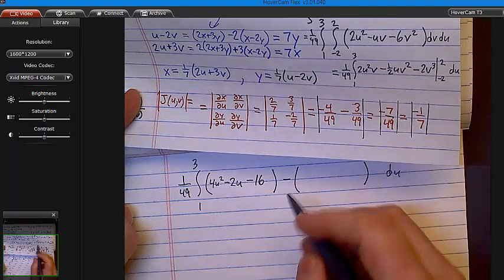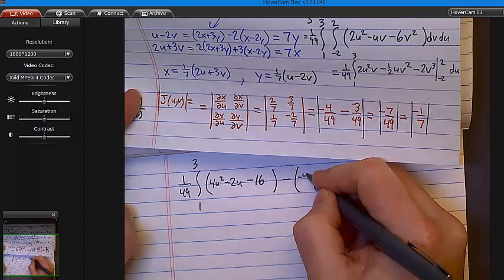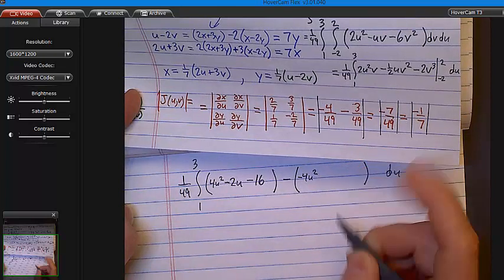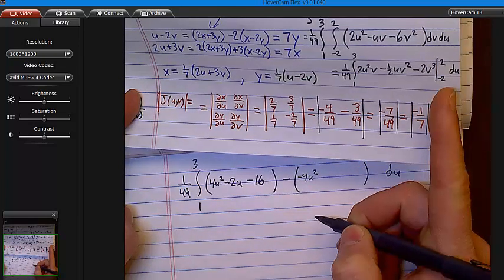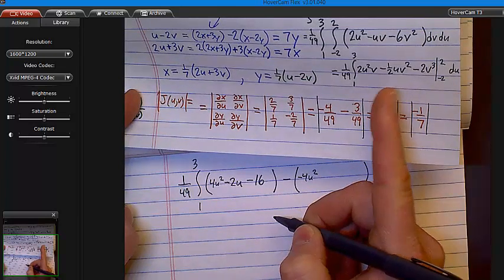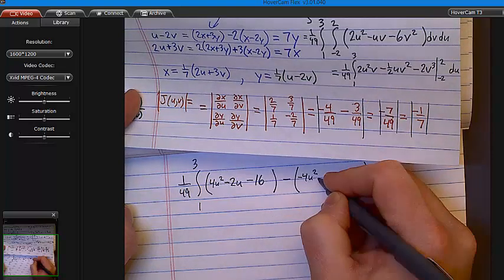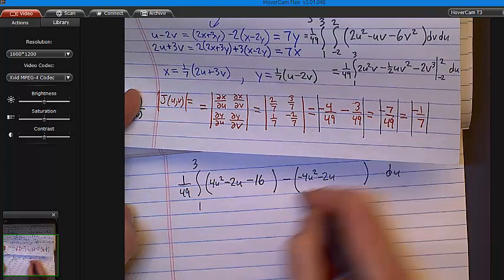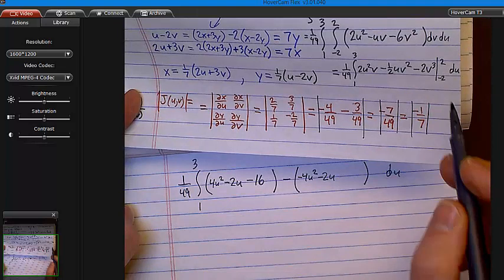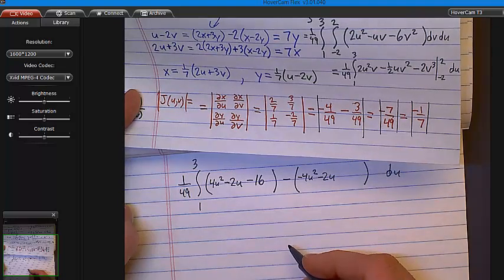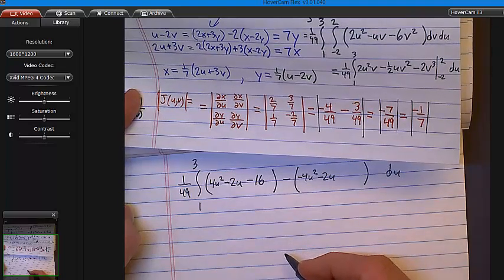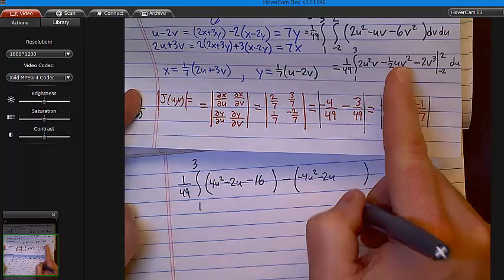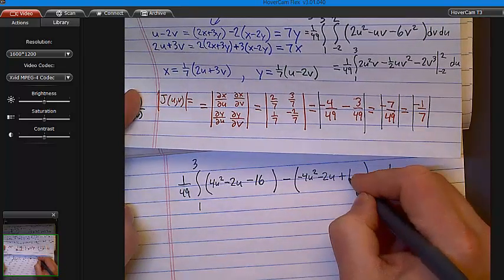And now I'm going to throw in negative 2 into the other expression. So that's minus 4u squared here. But here, when I throw in the negative 2, I think that's going to cancel out, right? Because you just get minus 2u, you're subtracting. And then when I throw in the negative 2 there, I get a positive 16 because there's a negative negative, so plus 16, yeah?